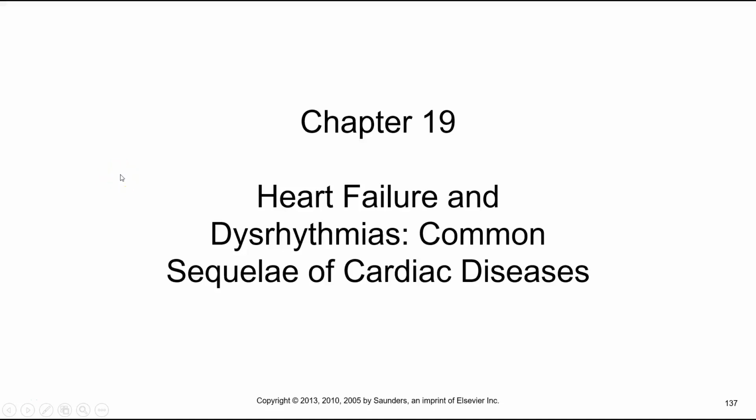Been promising pretty much since last week that we would talk about heart failure and right side versus left side and all of that stuff. And we'll also talk about dysrhythmias. These things can all be related to each other.